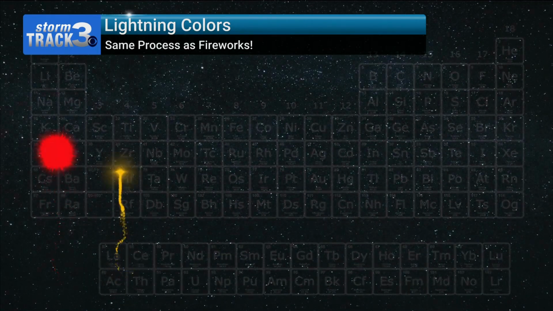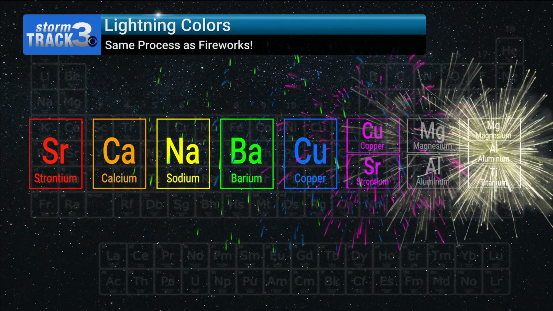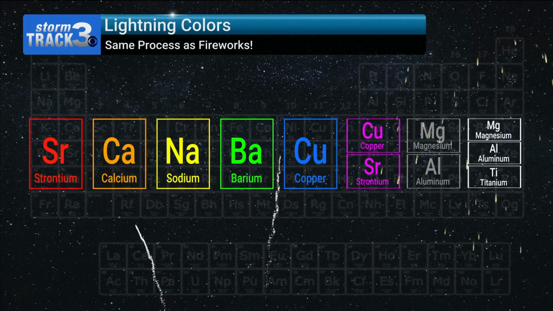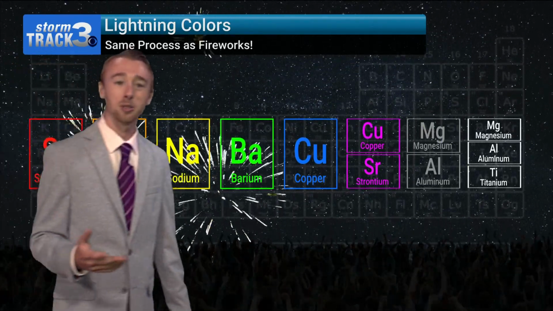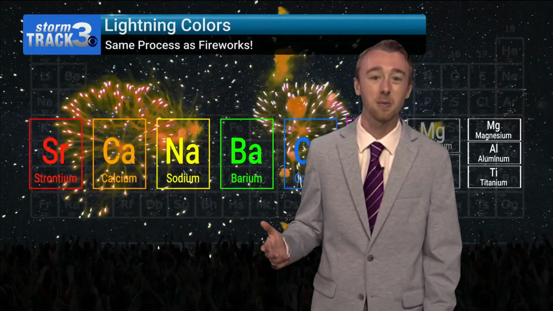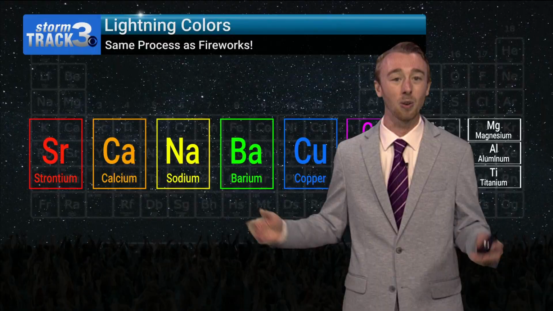Some of them deal with colors. Our lightning colors, this is the same process as fireworks. That's why you're seeing the fireworks going off in this graphic. Some of them, including strontium, include that red color that we see when lightning charges the atmosphere. It interacts with that element, and we see red lightning.